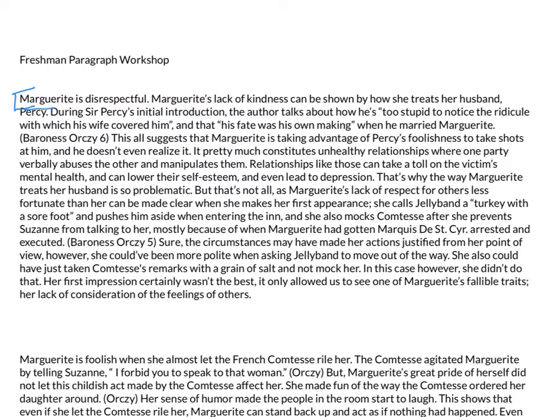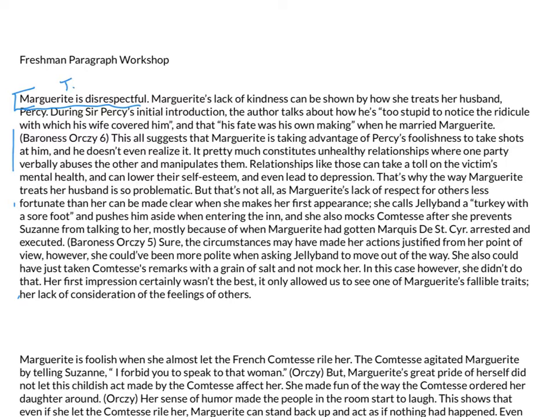Marguerite is disrespectful. If that is a correct topic sentence, it should be a nice, broad kind of umbrella statement that everything fits underneath. So, question, is that a broad statement? Yes, it is. So we're doing good there. Does it match everything in the paragraph? We don't know yet, hopefully. But that does seem to be at least the start of a good topic sentence.